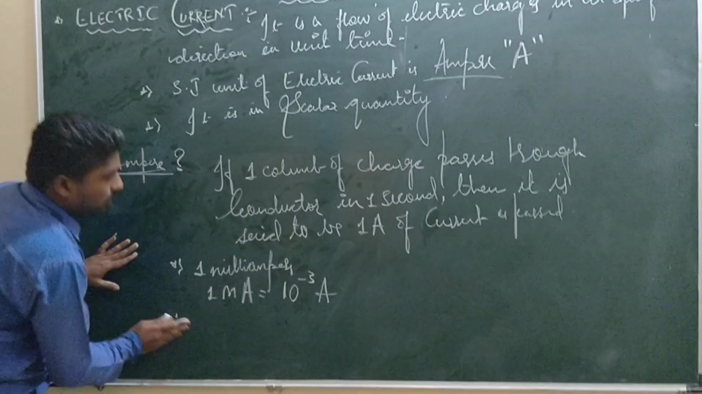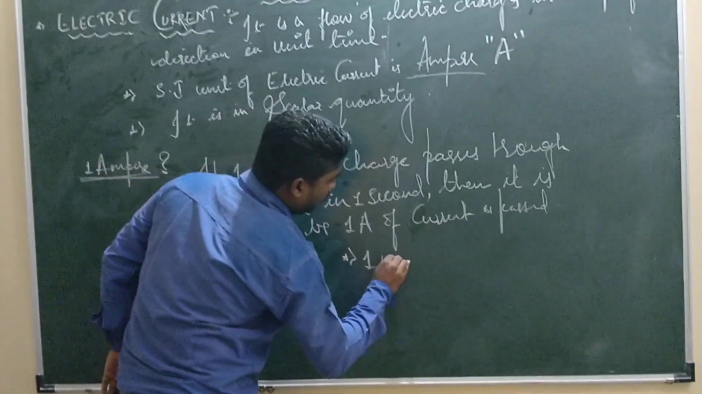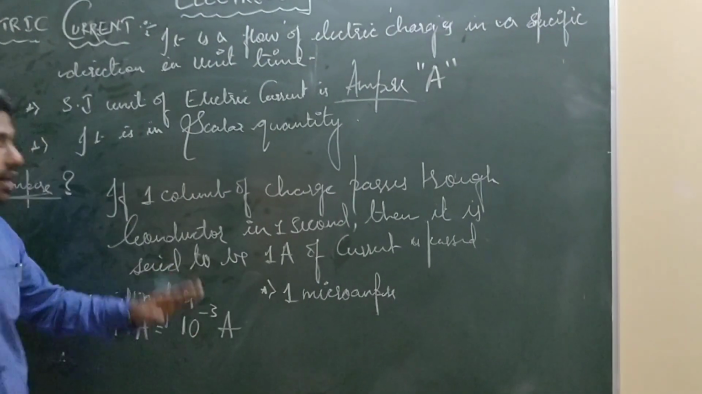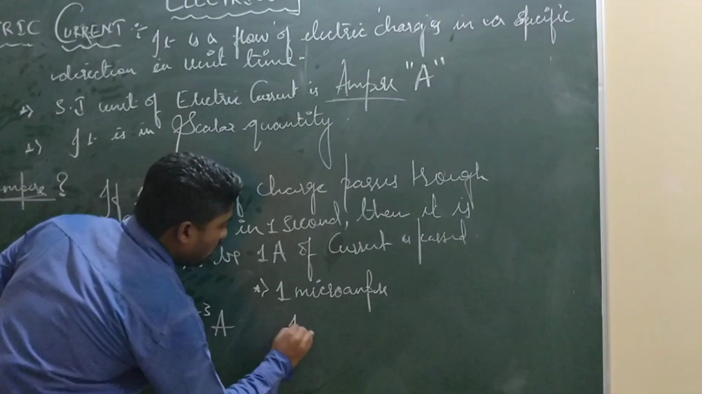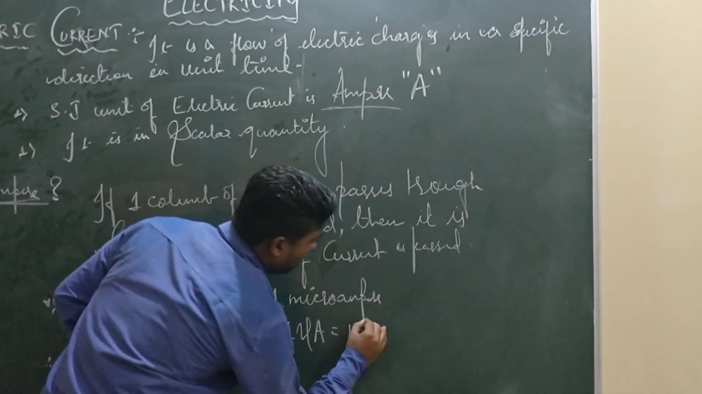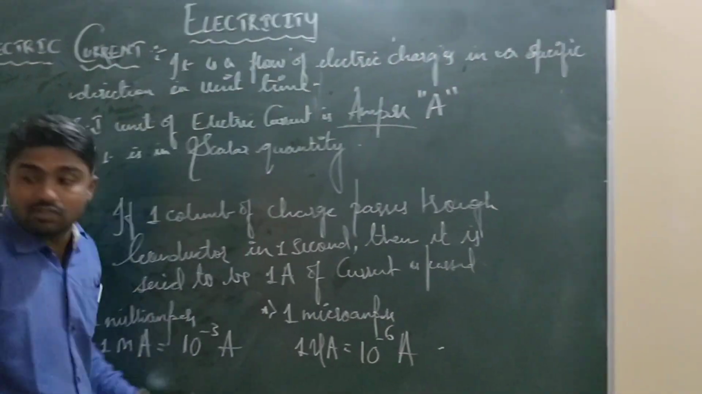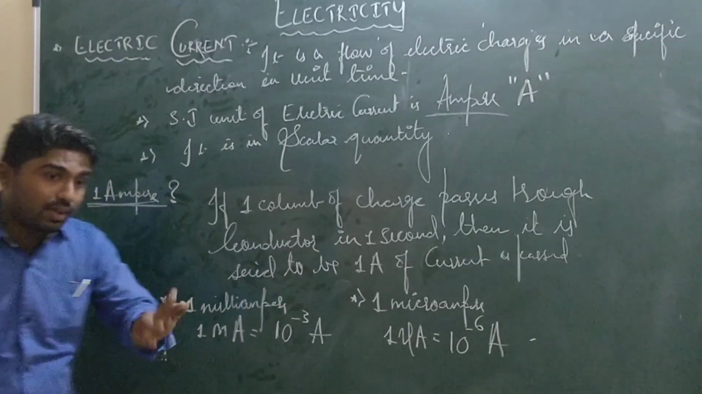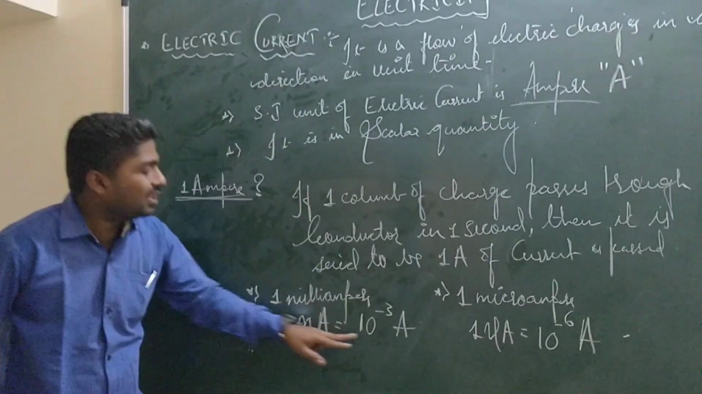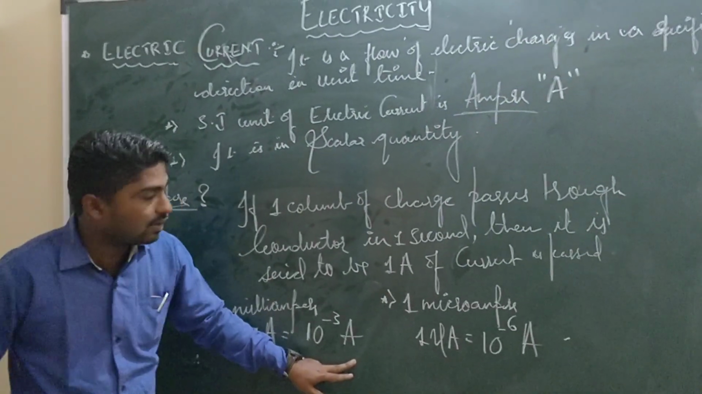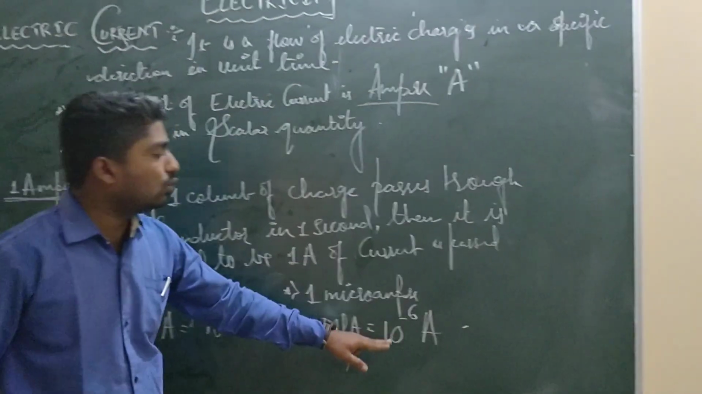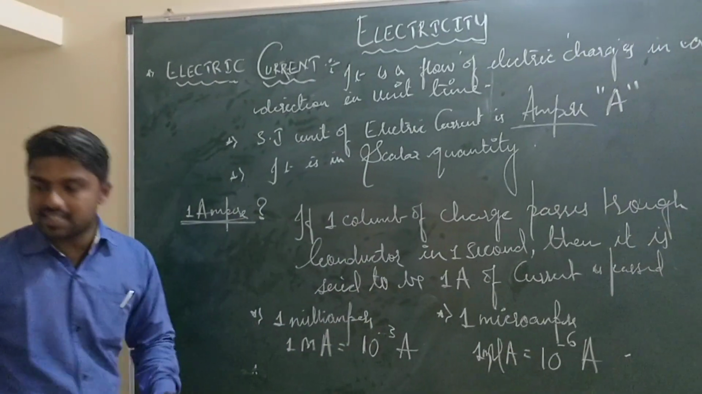Next, 1 micro ampere. What is 1 micro ampere here? 1 micro ampere is equal to 10 raised to minus 6 ampere. There are 2 types of amperes here when the current is low: 1 milli ampere is 10 raised to minus 3 ampere, and 1 micro ampere is equal to 10 raised to minus 6 ampere.